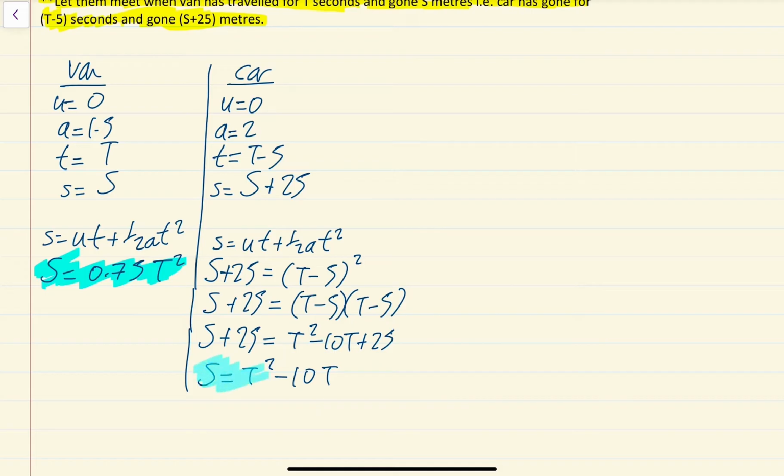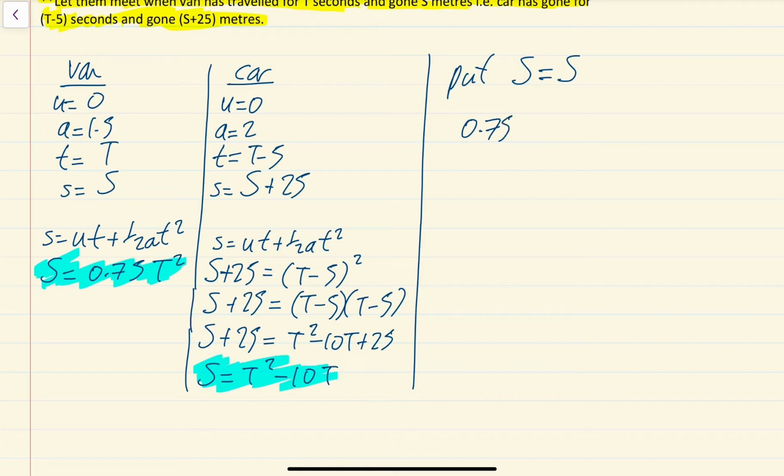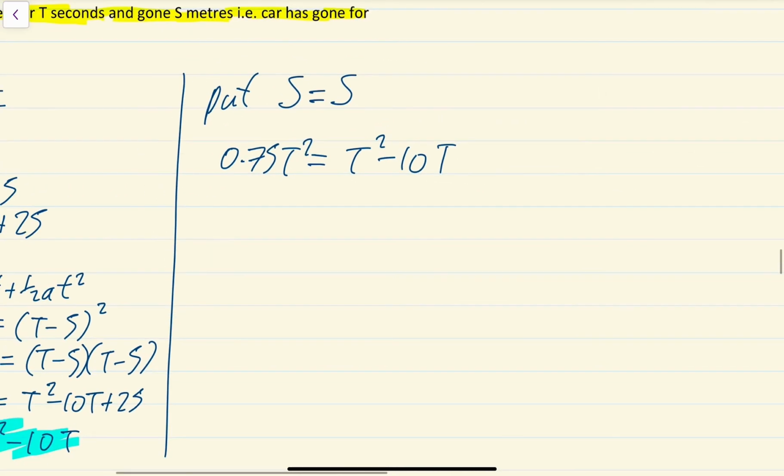We've got s is equal to something over here. So all we're going to do is put big S equal to big S, which means 0.75 t squared equals t squared minus 10t. Okay, and then bring all the t's to one side. You'll have t squared minus 0.75t is 0.25 t squared minus 10t.